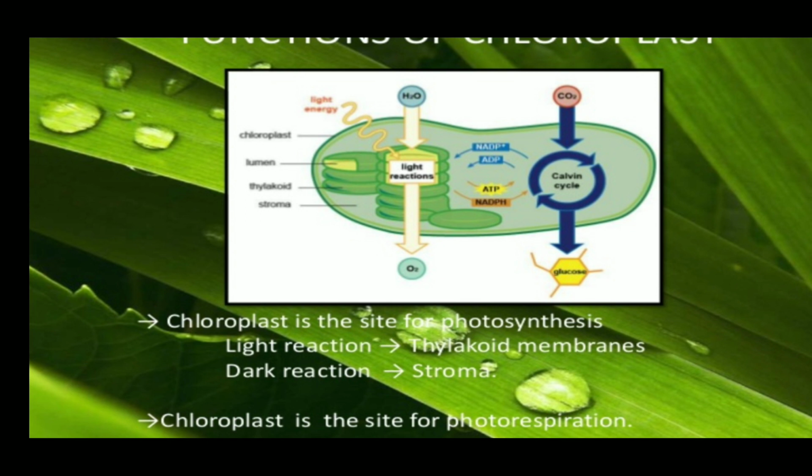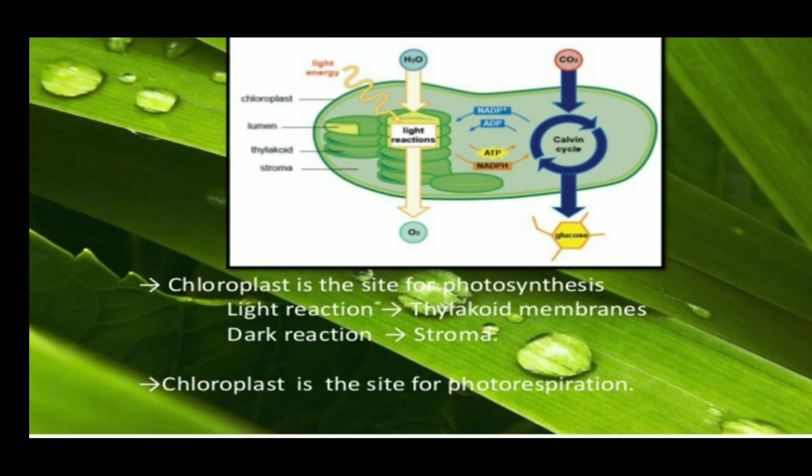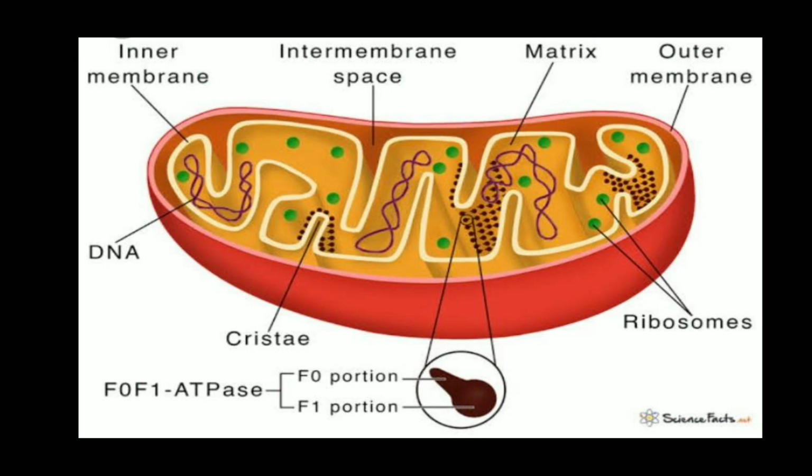And here what will happen? Whatever water is present inside the chloroplast will break down, and thus it forms H plus ions. So this is the main motto of the light reaction, the generation of H plus ions, to generate protons. These protons are utilized for the generation of ATP, and this ATP generated in the light reaction is utilized in the dark reaction for the synthesis of food material, right? So this is the major function of the chloroplast. Then we will see the next cell organelle.